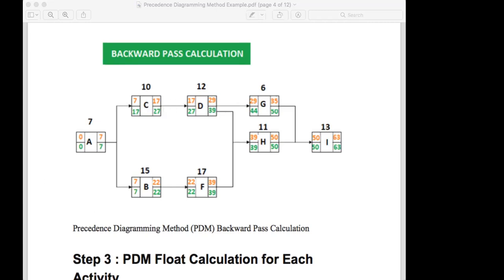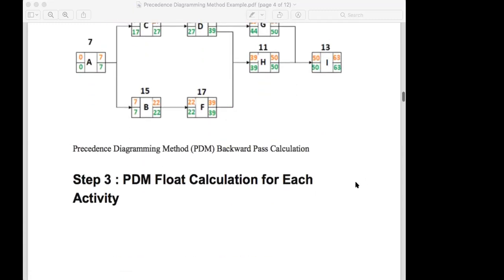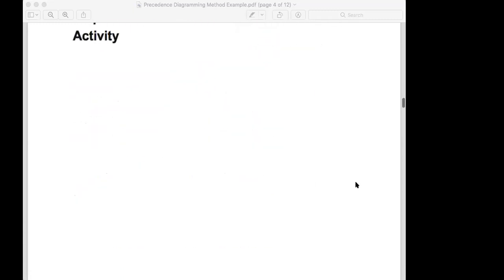So likewise you calculate the backward. So now this is the complete network. You have the forward pass and backward. Now it is calculation of floats. It's easy. Now the network is there. And now you come to the float.